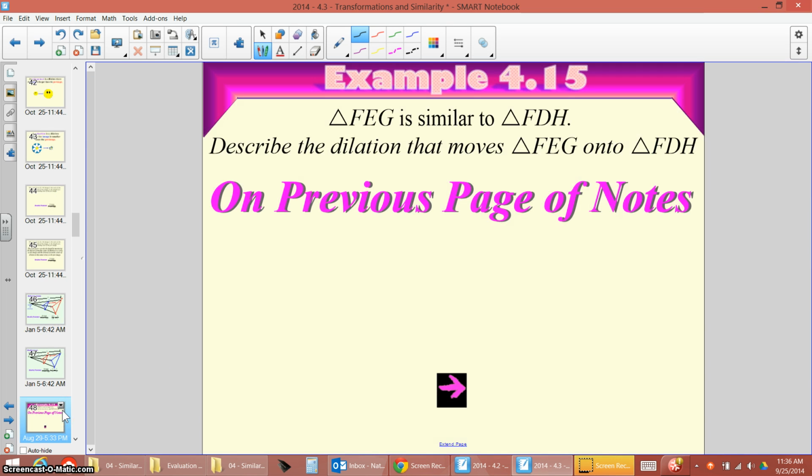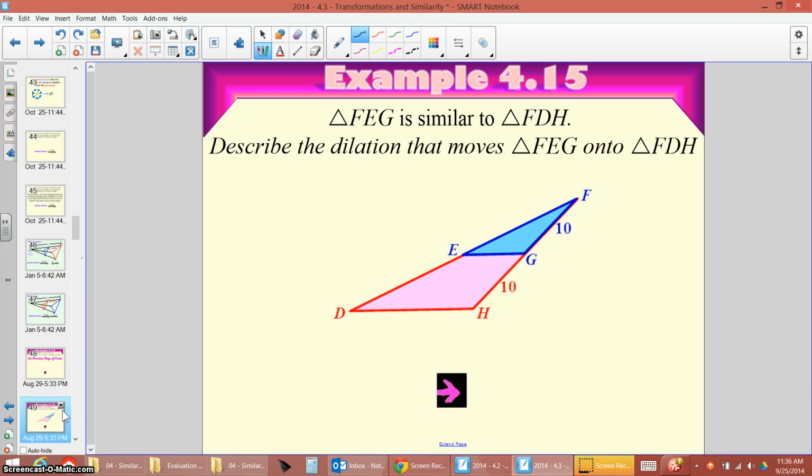Now if I were to look at this example 4.15, I've got 2 triangles, and I need to describe the dilation that moves EFG onto FDH. So here's my 2 triangles. What would be the dilation? Well, I've got this length is 10, and the length from F to H is 20.